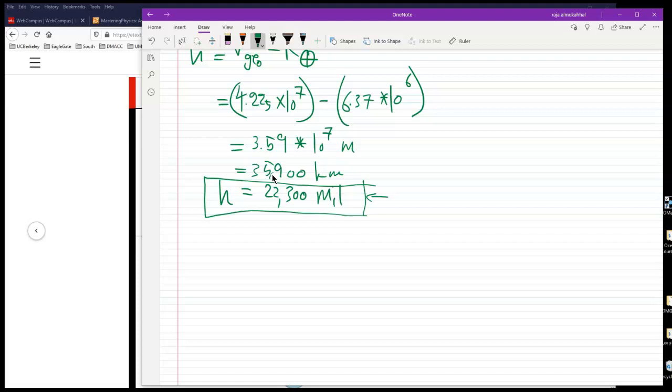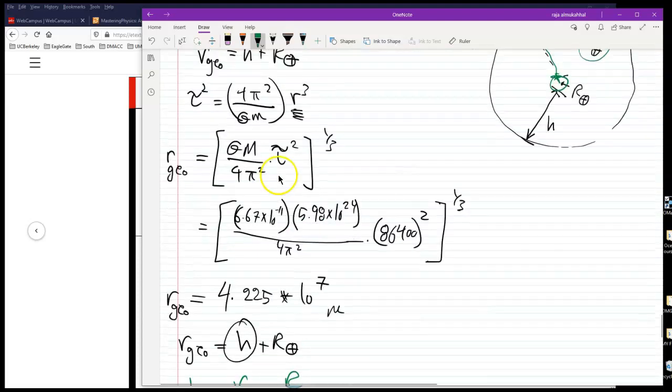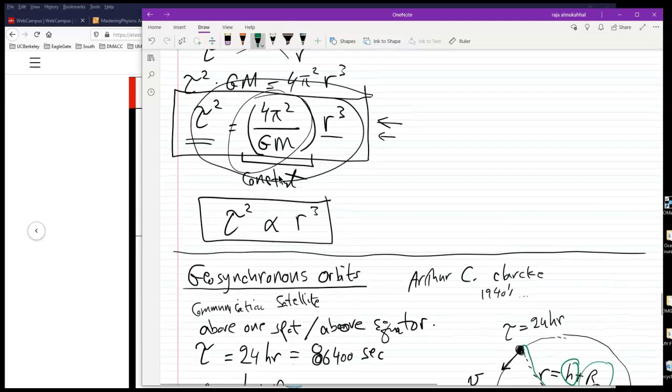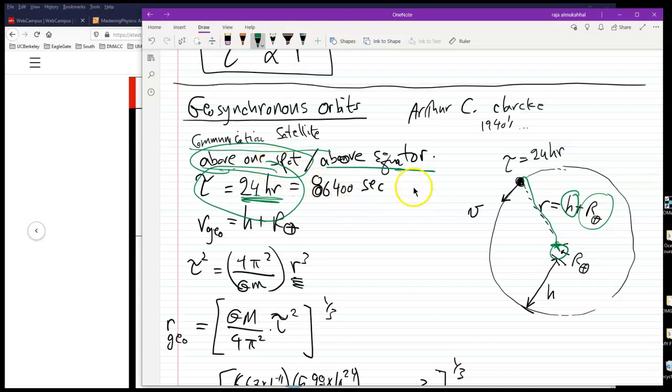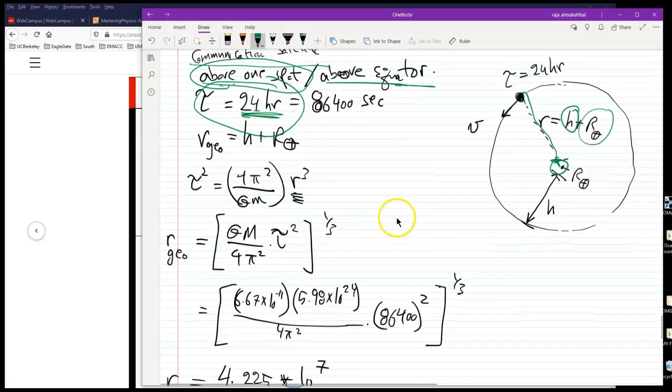There we go. So this is what it means to have a geosynchronous orbit. So what's so special about a geosynchronous orbit? It's a communication satellite, maybe. It stays above one spot, which means it has a period of 24 hours. And it is above the equator, most of the time. It becomes more complicated if it's not above the equator. And if we are interested in finding how far it is, this is what we've done.